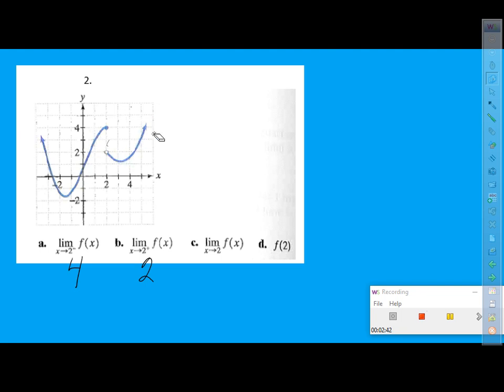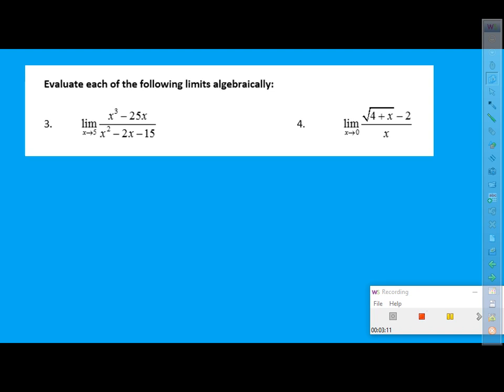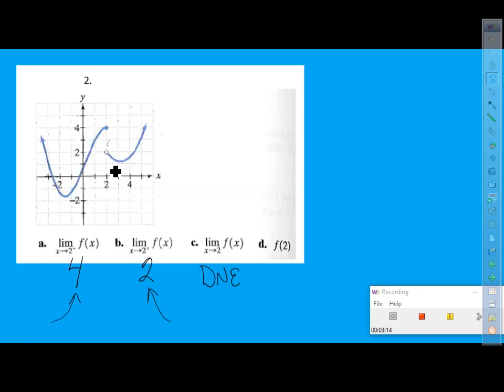Now for my part C though, find the limit as x approaches 2. This thing is not going to exist because when I approached it from the left, I had a y value of 4. When I approached it from the right, I had a y value of 2. I didn't approach the same y value, so there is no limit. Now for this f of 2, it says you're given a graph. Go find the value of the y when x is 2. So I'm going to come over here to 2, and then when I come up, the solid dot happens to be at 4. So there's your number 1 and number 2.